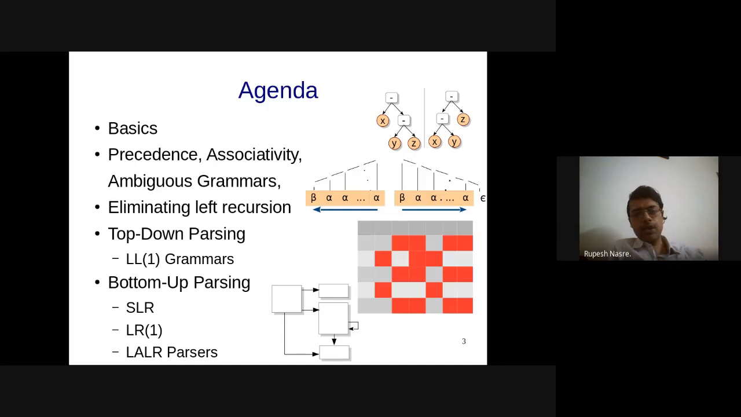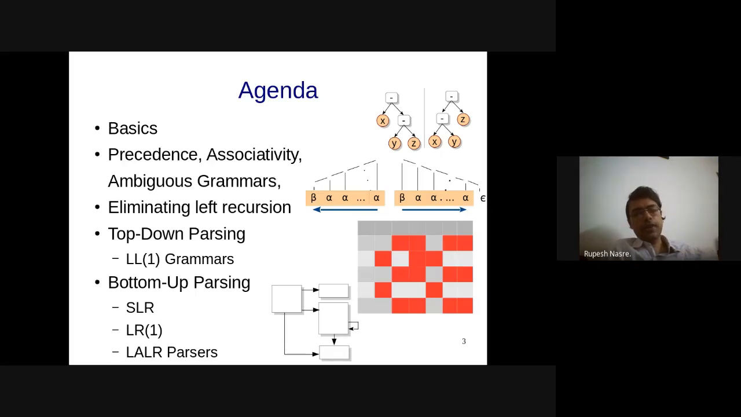Then there is some ambiguity which comes into the grammars. Ambiguity in grammars means that for the same string you can have two derivations, right? Then there is the notion of left recursion which comes into picture when we are dealing with certain kinds of grammars. Although we will not face that issue in YACC, we should know what happens in the background, and therefore this part is going to be important.